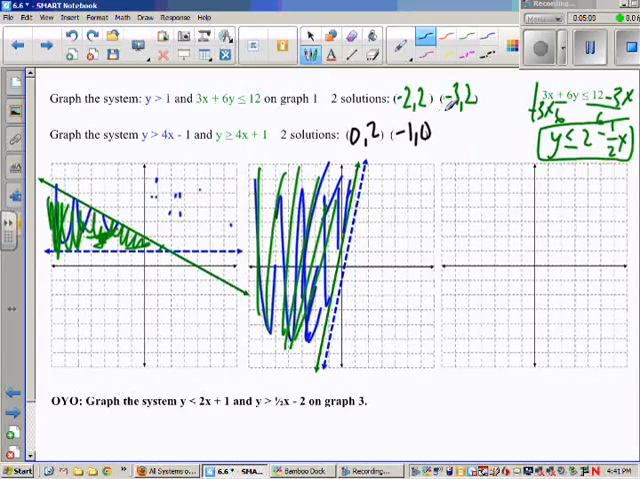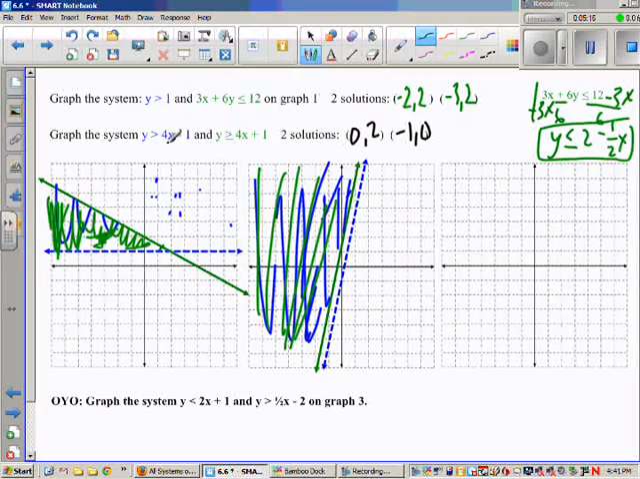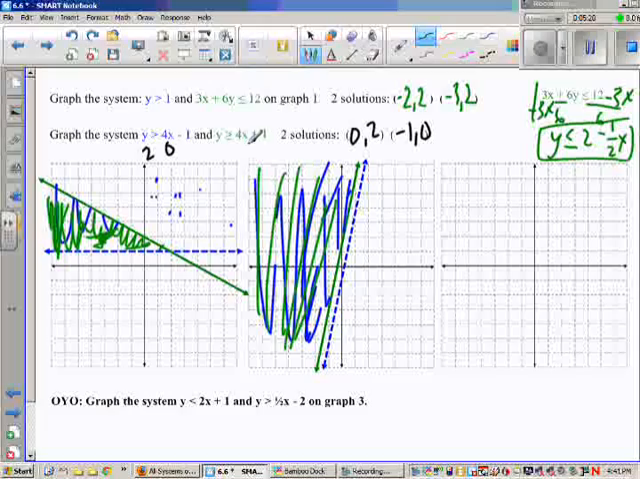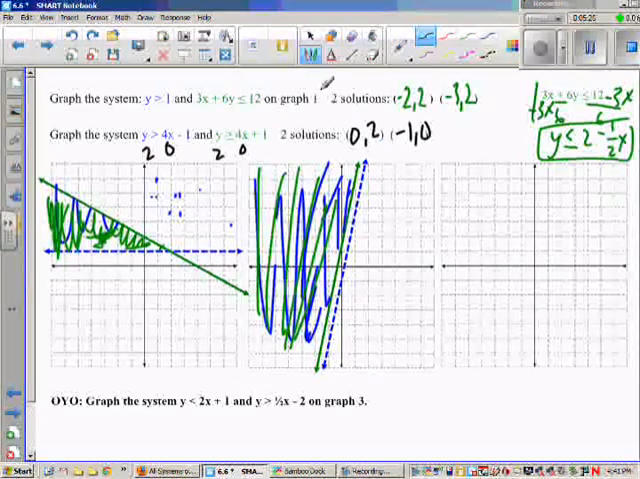It's probably worth checking these answers. Let's just try, and you can go back and check the other ones as well. If I plug in 0, 2, I'd get 0, and 2 is greater than negative 1. If I go over to the green one here, I plug in a 0 and a 2. 2 is greater than or equal to positive 1. So they certainly work.